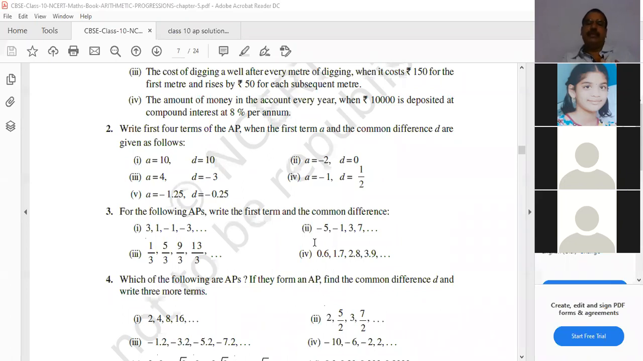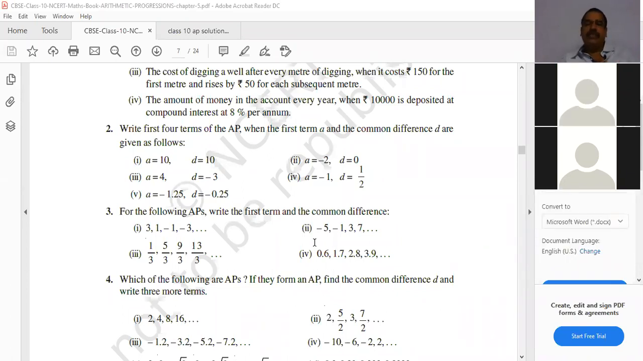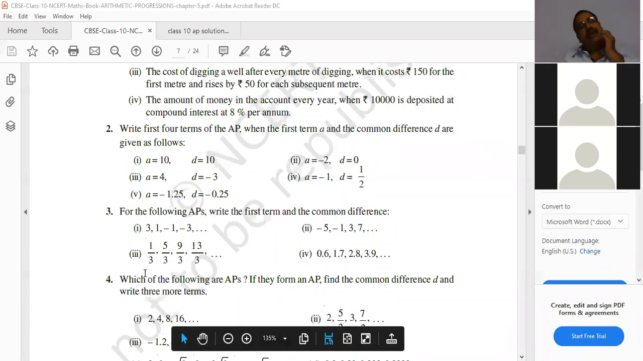Hussein, you only. A is minus 5. Very good. Minus 4 minus of minus 5 means minus 4 plus 5, which is plus 1. So you'll get D equal to plus 1. A equal to minus 5, D equal to plus 1. Yes. Next, the third bit.